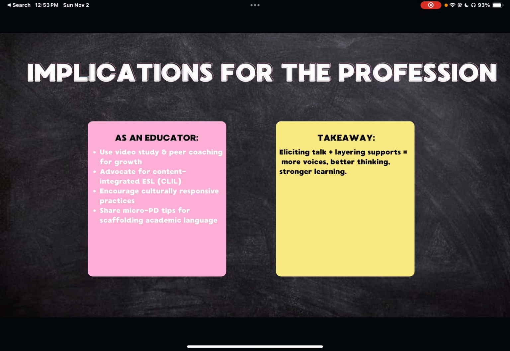As a profession, our goal is to really just keep learning, collaborating, and innovating so that students' voices are always at the center of instruction. So basically, in short, eliciting talk and layering scaffolds means more voices, deeper thinking, and stronger learning for everyone involved.